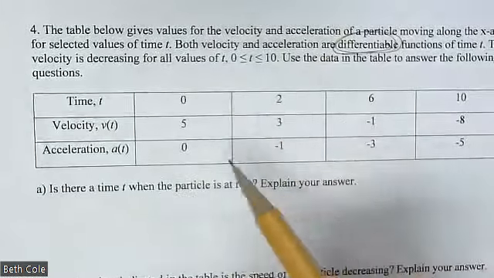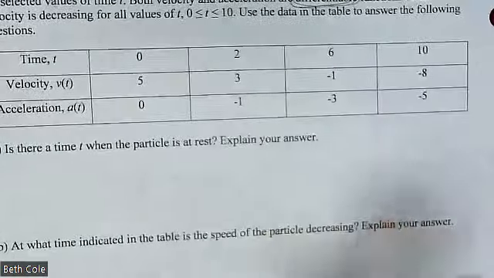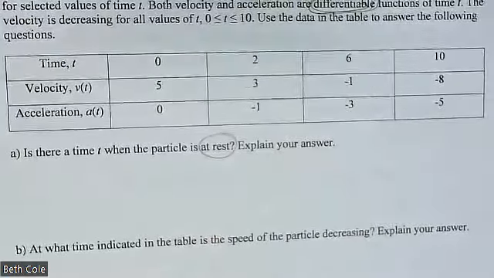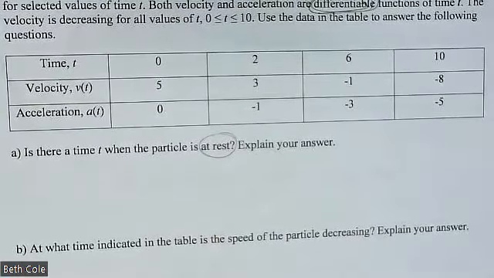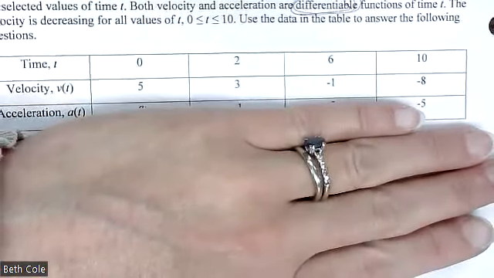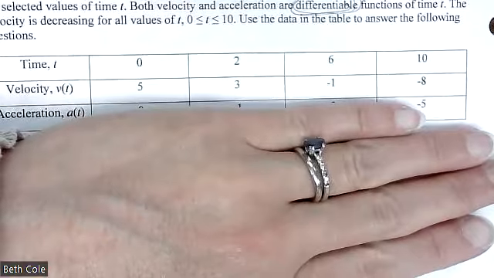The velocity is decreasing. We can see that 5, 3, -1, -8. Use the data in the table to answer the questions. Is there a time when the particle is at rest? At rest means what? Velocity is 0, not moving. So let's look at just the velocities. Is there a time where that velocity would be 0? Yes or no? Just what do you think? Yes is the answer. There would be a time when velocity is 0.